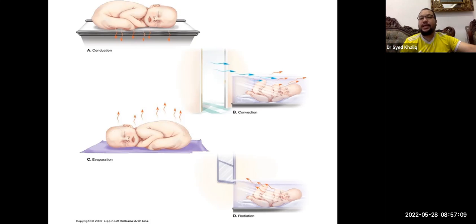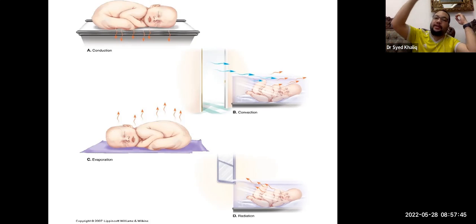And last is radiation. Radiation is a contactless type of heat transfer. It's like when you introduce a heat source from above. The heat will be dissipated by radiation without air movement. So that is what we call radiation. That's why the heater that we have in NSU is called a radiant warmer.